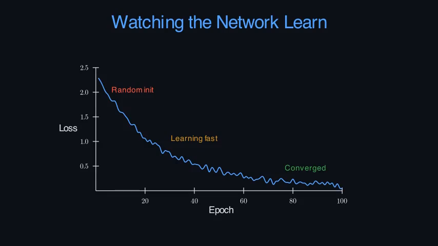At epoch 0, the network is initialized randomly and its predictions are essentially noise. As backpropagation repeatedly nudges the weights downhill, the loss drops sharply at first, then more slowly. Eventually it flattens out, the network has converged. This shape, exponential decay to a plateau, is the signature of a healthy training run.